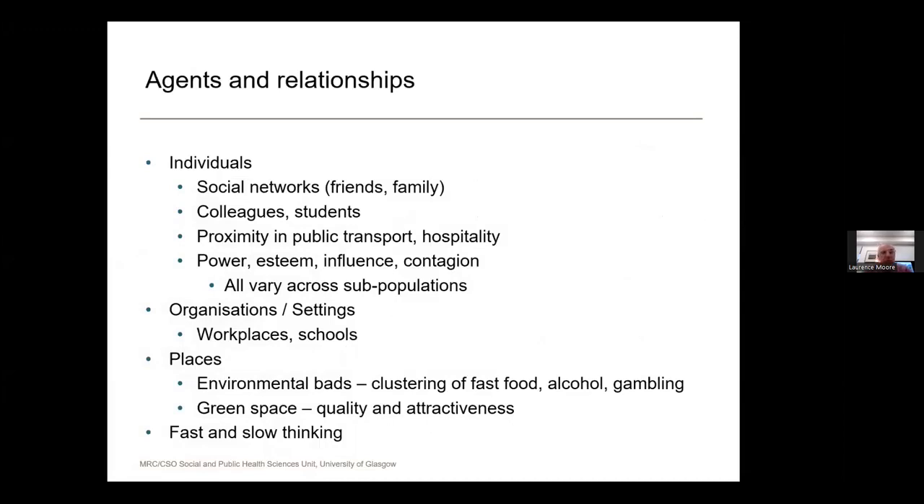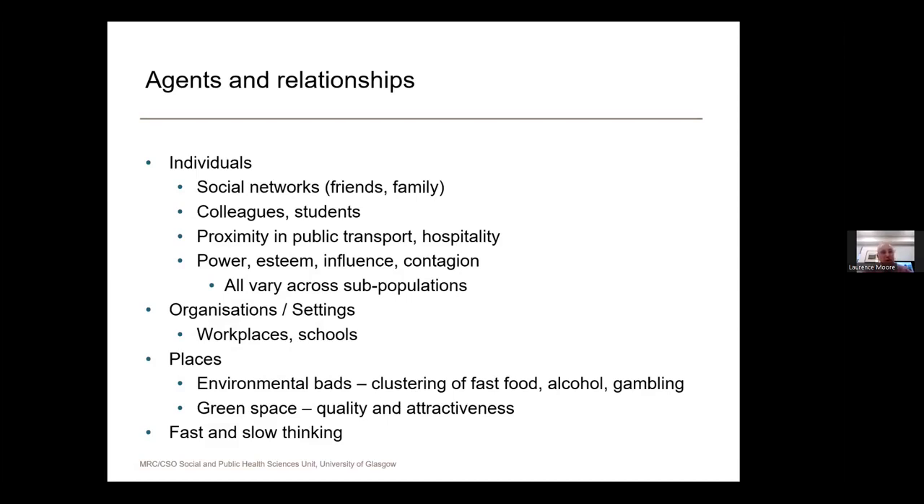So the kind of agents we might be thinking about might often be people. That's the most obvious thing. It might be individuals, and then the relationships they might have with other agents will be their relationships, such as social networks with friends and family, relationships between colleagues, relationships between students, or understanding the way in which they might be able to reach, or the strength of interaction with some of these people through their proximity in public transport, through different kinds of relationships. It's not just friendship, it could be power, esteem, other sorts of influence or contagion. And again, these can vary across different subpopulations.